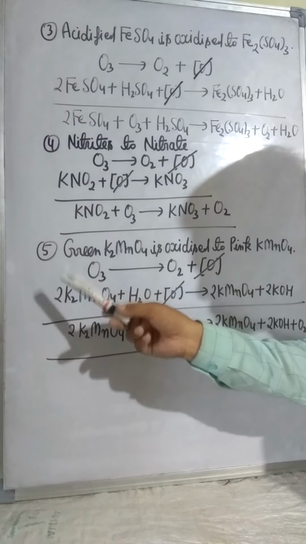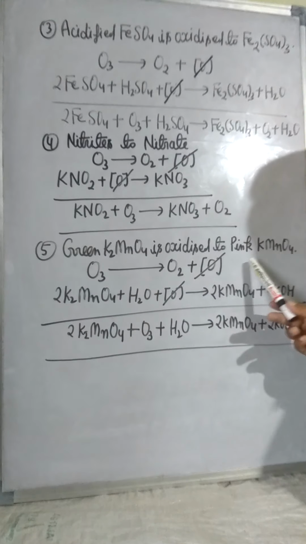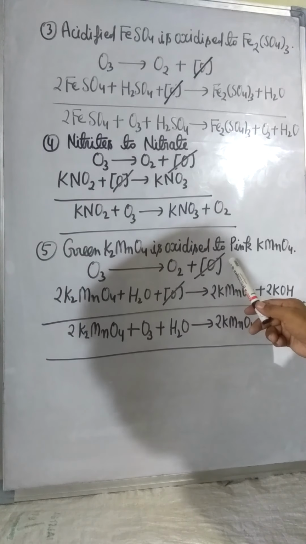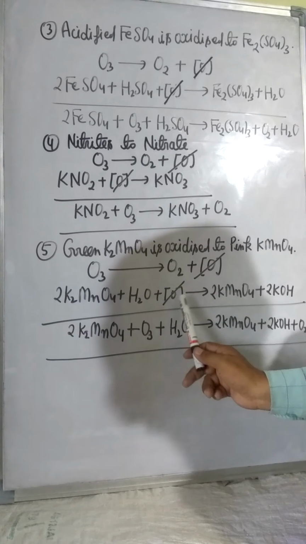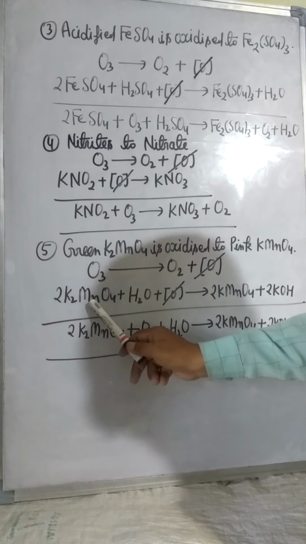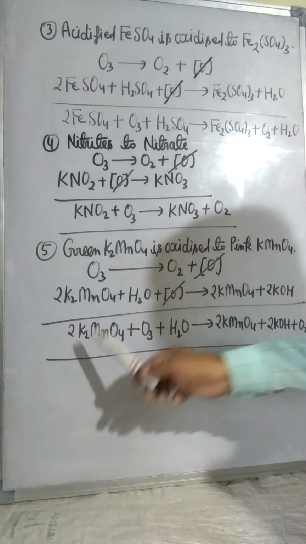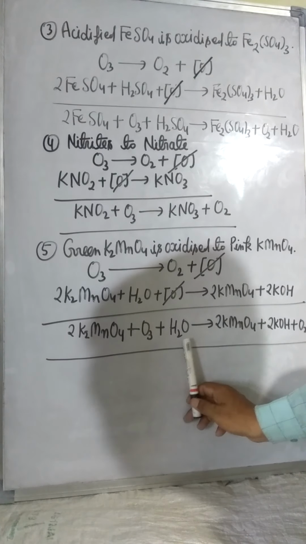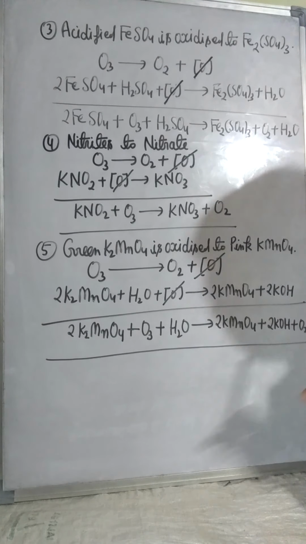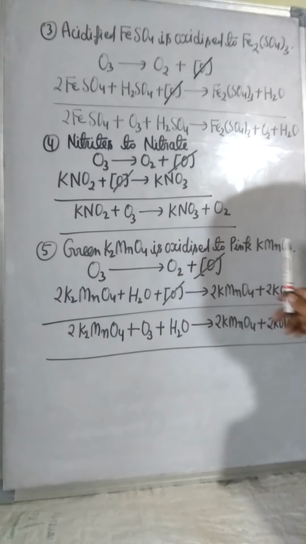Number 5. Ozone oxidizes green potassium manganate to pink potassium permanganate. First, ozone decomposes to give oxygen plus nascent oxygen. Nascent oxygen reacts with aqueous solution of green potassium manganate to give potassium permanganate. Adding these reactions, nascent oxygen cancels, and we get 2K2MnO4 plus O3 plus H2O gives 2KMnO4 plus potassium hydroxide plus oxygen. So we can say ozone oxidizes green potassium manganate to pink potassium permanganate.